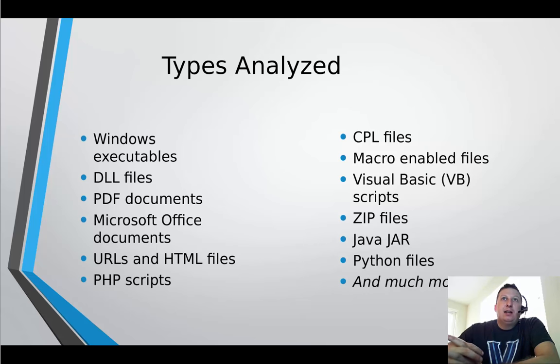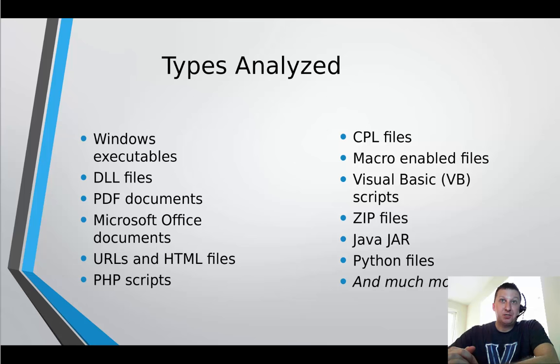Some of the files analyzed, there are many, many more than here, but these are the more common ones. Windows executables: if you're running your VM host guest on a Windows machine, anything that's executable by Windows, so the things with .exe, .msi, those types of files. DLL files: a DLL file can't actually execute on its own. It would need to be piggybacked on some other executable file, and then have the executable run some type of service that will launch that DLL.